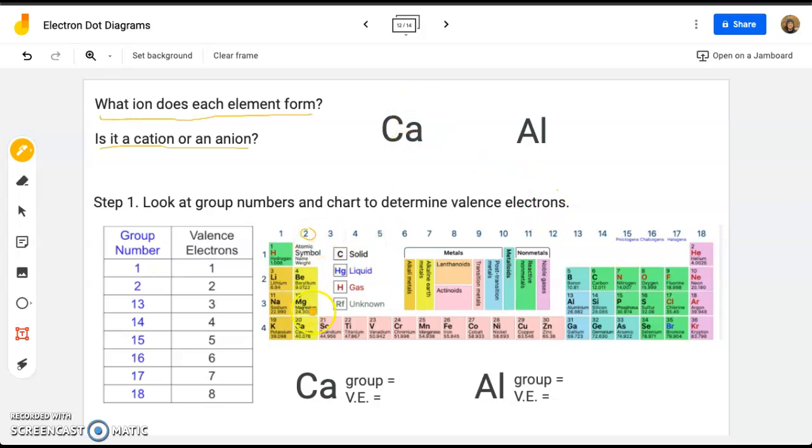So for calcium here, it is in group number 2. So therefore, group 2, 2 valence electrons. And for aluminum, or aluminium if you're British, right here, I'm in group number 13. So I have 3 valence electrons. All right, so I figured out the valence electrons.